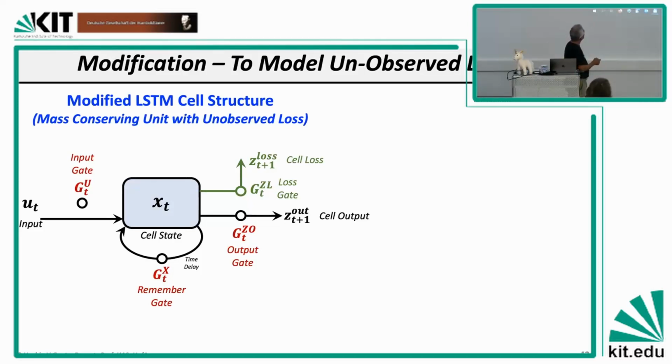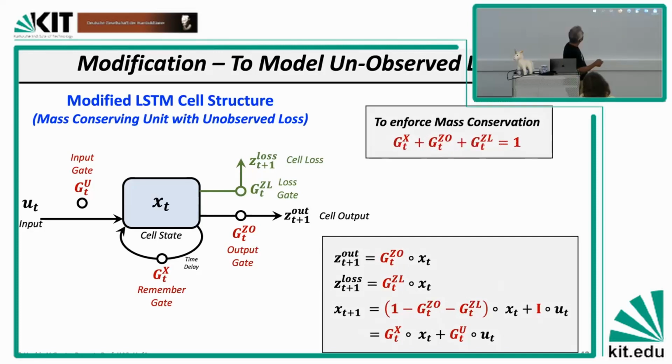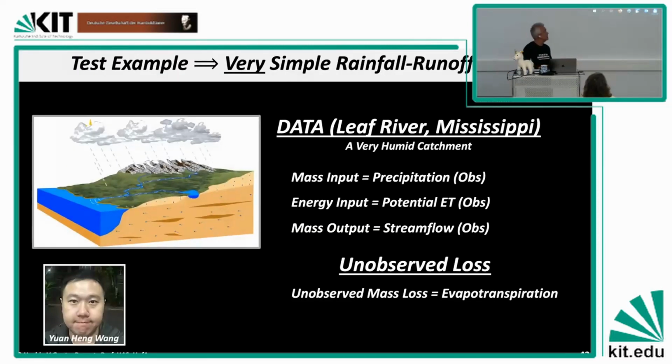So we added this additional gate, which is not there in the LSTM, which is called a loss gate. And we're going to learn all these gates. So we got an input gate, that circle should be down here. We got a remember gate, we got an output gate, and we got this loss gate, okay? And our equations are basically going to be very similar with this additional constraint that the sum of these three gates has to be equal to 1 in order to conserve mass, okay? All right. Very simple concept.